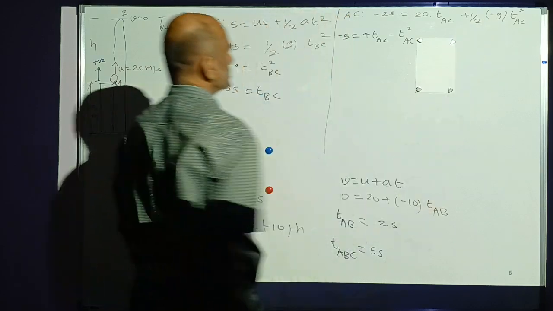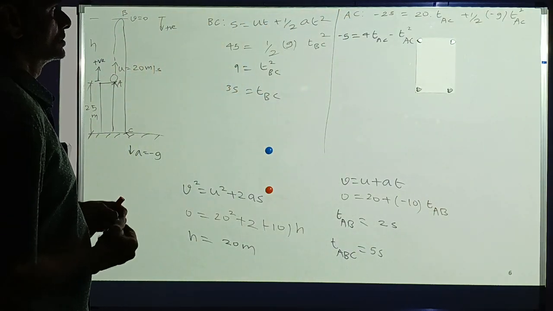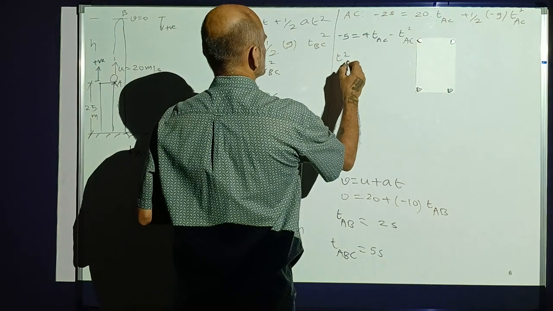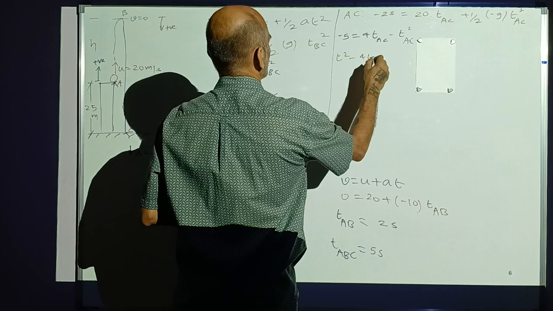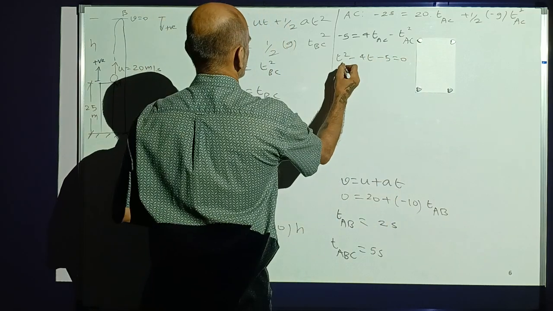Because this is 10 by 2, it's 5. 5 will go, so minus 1 will remain. So this is a quadratic equation, which is t square minus 4t minus 5 equal to 0. t is the total time.